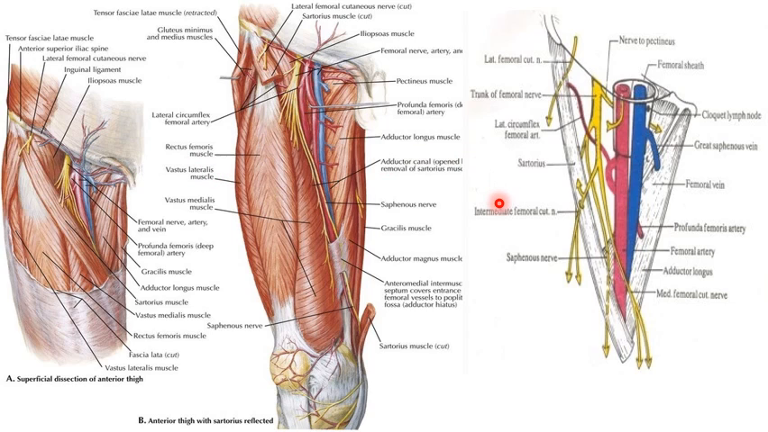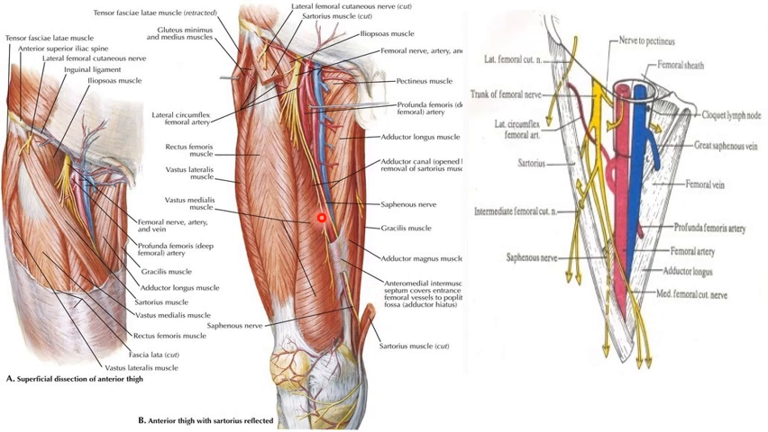So the other two structures we were talking about are the medial femoral cutaneous nerve and the saphenous nerve, which are the branches of the anterior and posterior divisions of the femoral nerve. In the femoral triangle, the medial femoral cutaneous nerve of the thigh is anterior to the femoral artery, and the saphenous nerve is anterior to the femoral artery in the adductor canal.